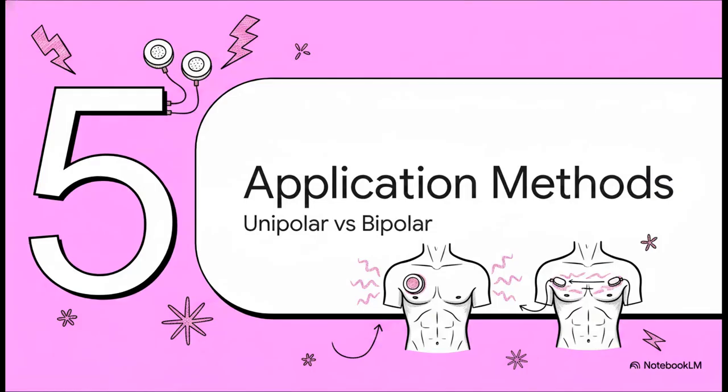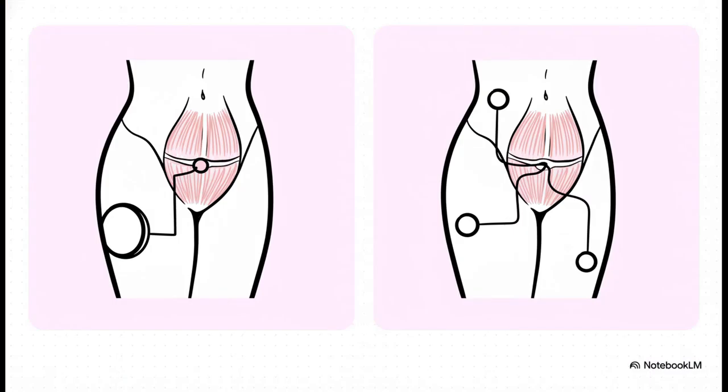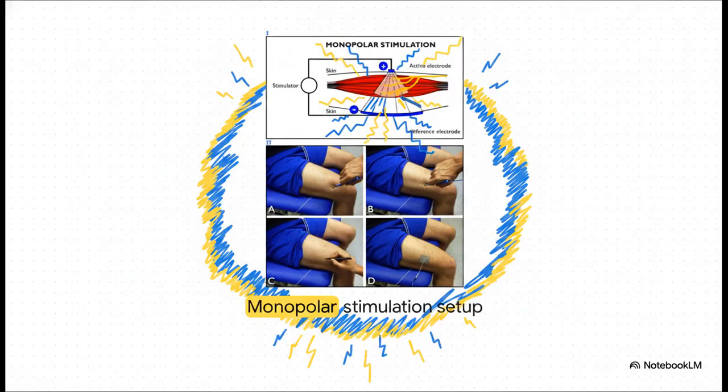Finally, Section 5, Methods of Application. Unipolar versus bipolar. The absolute biggest difference you need to master here is between unipolar and bipolar applications. Unipolar uses a small, active electrode targeted with laser precision directly on a motor point, while a larger, indifferent electrode sits somewhere else just to complete the circuit. Bipolar is different. It uses two electrodes of the exact same size, placed strategically along the length of the targeted muscle belly.